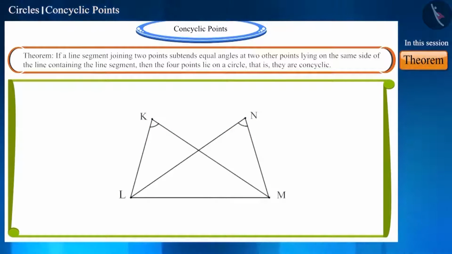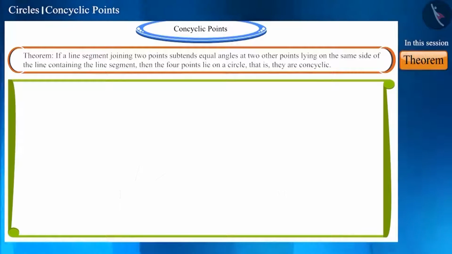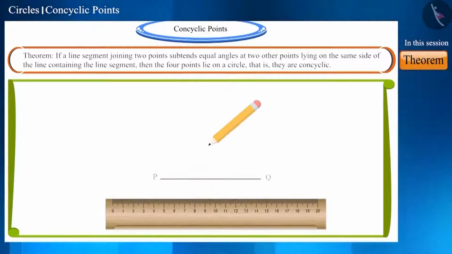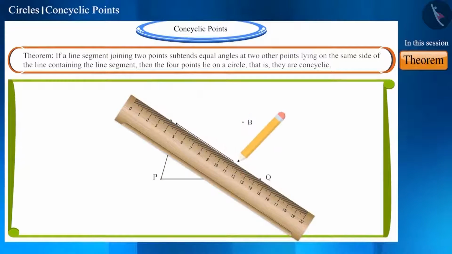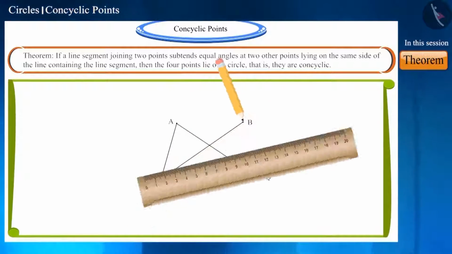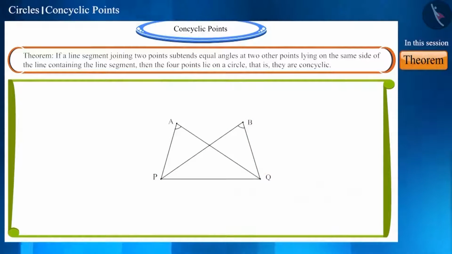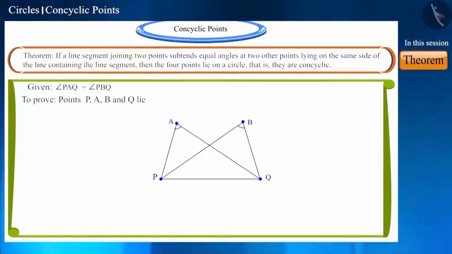Let's check the correctness of this theorem. Draw a figure with the help of this statement. Draw a line segment PQ which subtends equal angles at points A and B. This means angle PAQ and angle PBQ are equal. Now, we have to prove that these 4 points, that is P, A, B and Q, lie on the same circle. This means these points are concyclic.